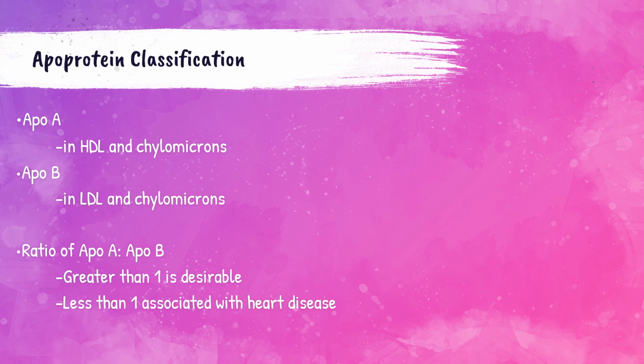Apolipoprotein B is the protein commonly associated with low-density lipoproteins, or LDL. There are 2 types of ApoB. So ApoB 100, which is created in the liver, and ApoB 48, which is created within the wall of the intestinal tract. Physicians can compare the ratio of ApoA to ApoB to determine a risk of heart disease. So a ratio of greater than 1 is considered desirable, and anything less than 1 is associated with heart disease.